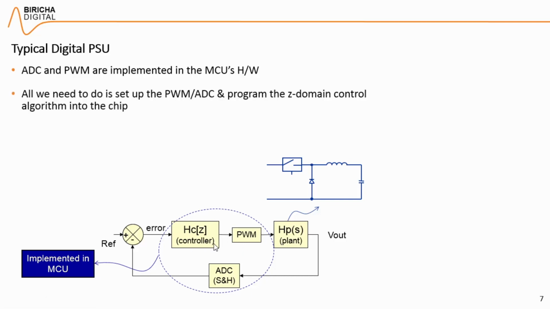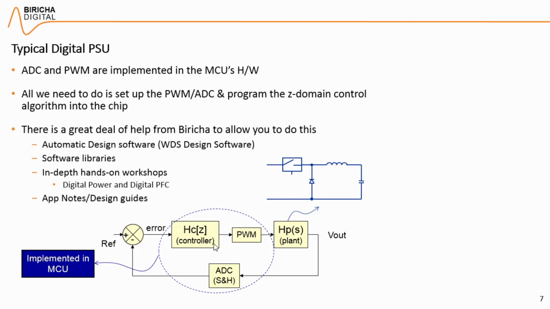So all we need to do is set up some PWM, some ADC, and program the Z-domain control algorithm into the chip. Now, there's a great deal of help from Biricha to allow you to do this. There's automatic design software called Biricha WDS. It's a very sophisticated piece of software that designs digital control loops. We've got software libraries, we've got in-depth hands-on workshops from various vendors in digital power, digital PFC. We even have an analog power supply design workshop. And then there are lots of application notes and design guidelines on our website.